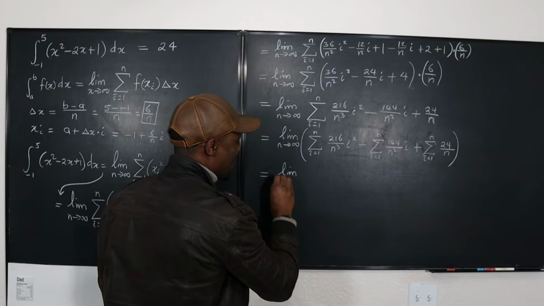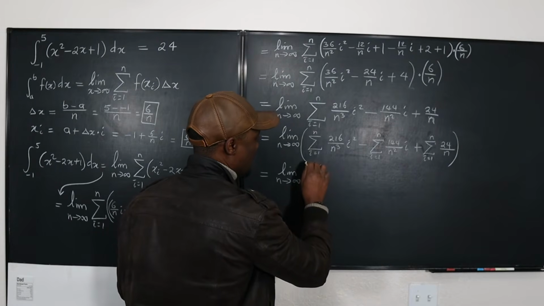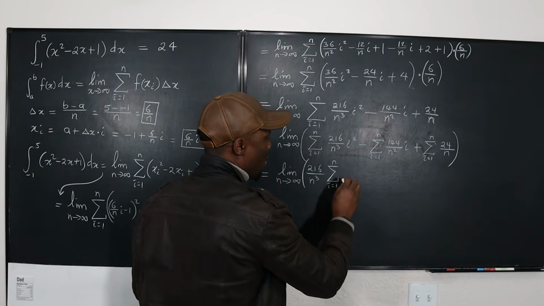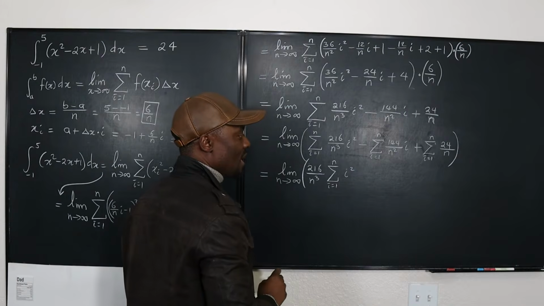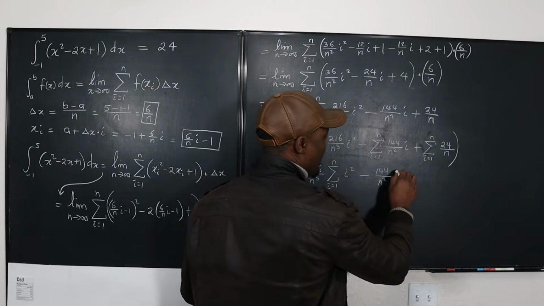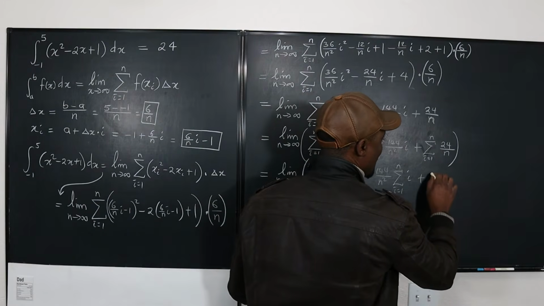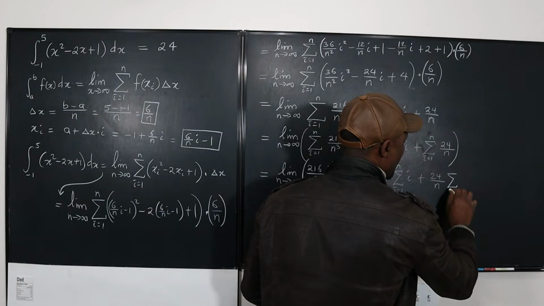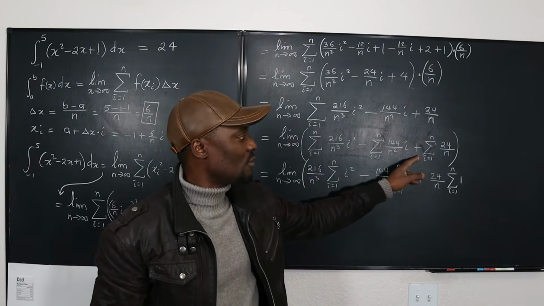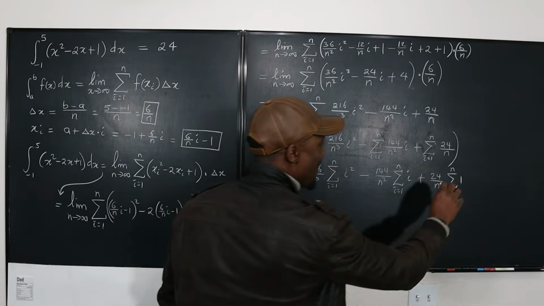This is going to be the limit as n goes to infinity of, so now I'm going to have 216 over n cubed, then the sum comes in, I equals 1 to n of I squared, minus, I'm going to have 144 over n squared, then the sum from I equals 1 to n of just I, plus 24 over n of the sum from I equals 1 to n of just 1. So assume you have factored out 24 over n. Here we factored out 144 over n squared and we have I remaining.